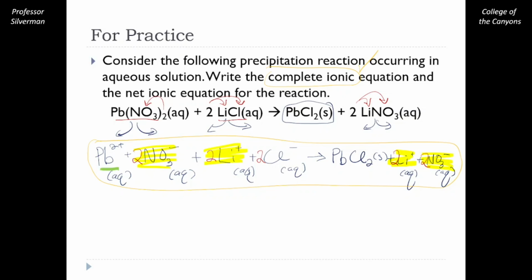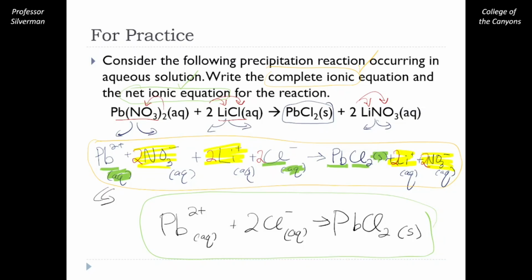Alternatively, lead starts off as aqueous, but becomes part of this solid. This is forming a chemical bond. This is actually participating in that chemical reaction. Same thing with our chlorides. They are forming that solid. They're forming that new chemical bond. This means that those did participate. We can rewrite this with only those highlighted in green. And here we have our final net ionic reaction.